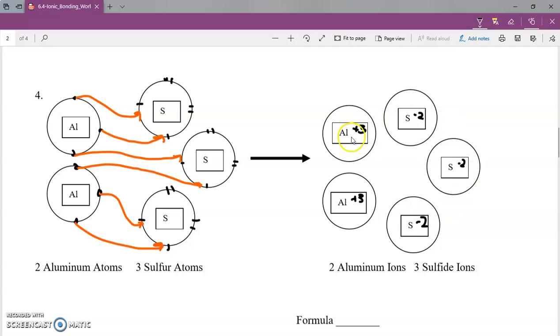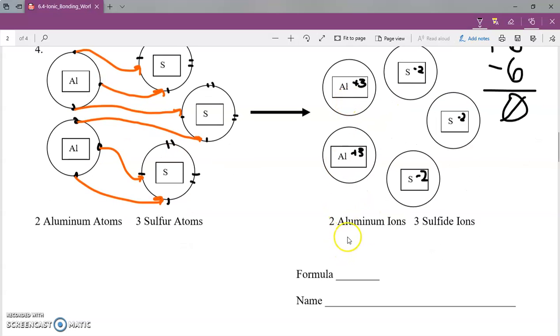Now take a look at this here. If I add +3 to +3, I have +6. And if I add all these -2's up, -2, -2, -2, I have -6, right? And so as a result, it's going to be a neutral charge. And so that's the good thing about this diagram here. It kind of shows us how much we really need to make sure that it's a neutral charge.